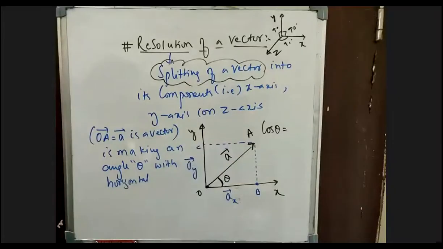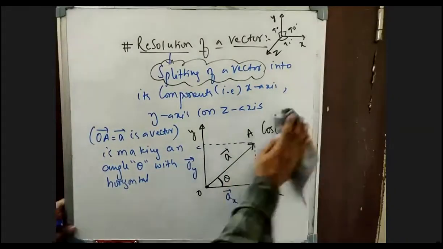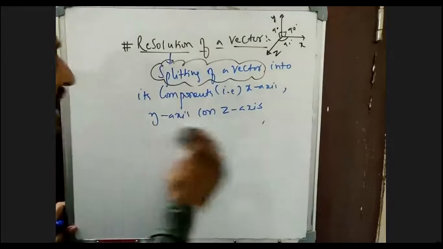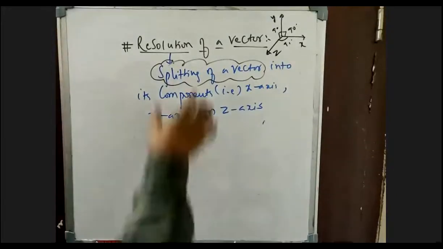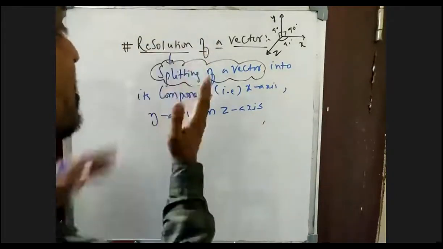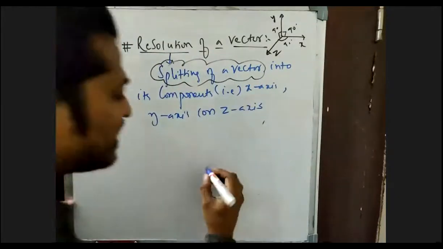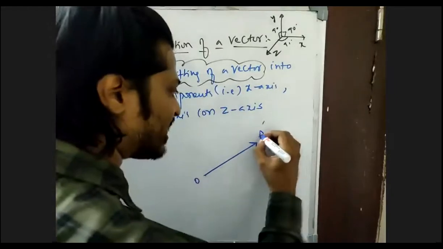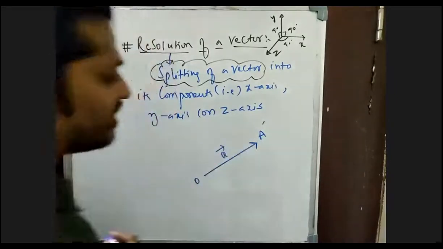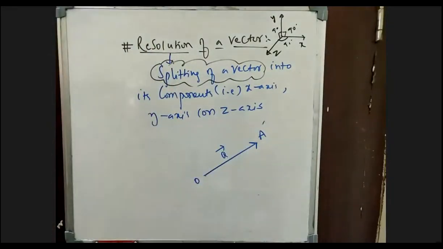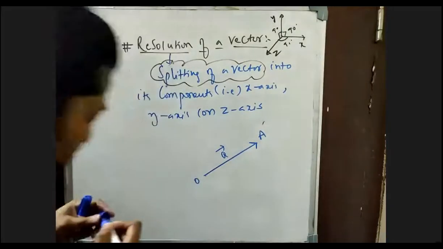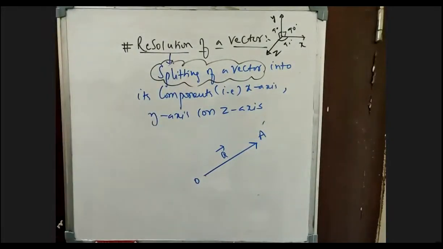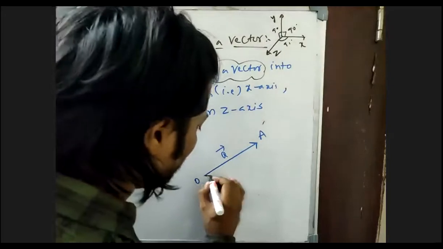So I'll try to do the vector again, better this time. I'm taking the components along the x-axis, y-axis, and z-axis. What exactly is the resolution of a vector? Resolution means splitting of a vector. For example, someone has given you a vector, say OA, which I'm representing by a vector A bar. I need to split it into its x-axis and y-axis components. This will be your x-axis component.